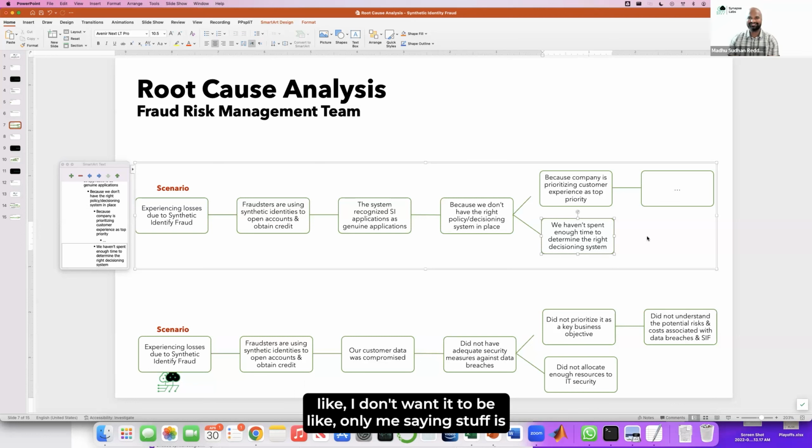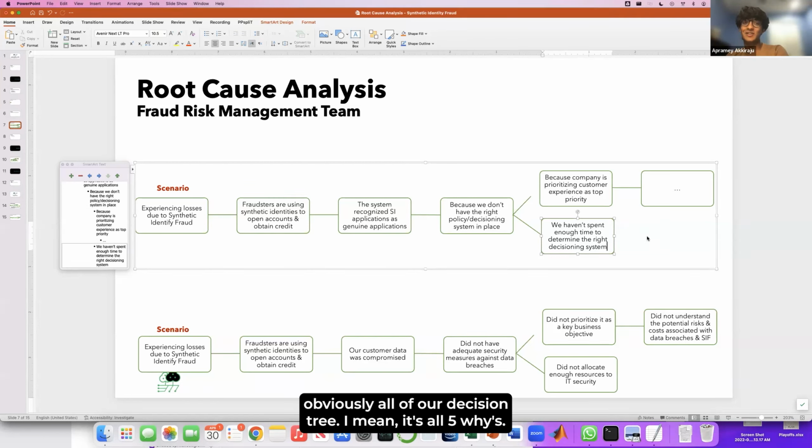I don't want it to be only me saying stuff. It's obviously all of our decision tree. I mean, it's all of our five eyes. So what do you guys think?